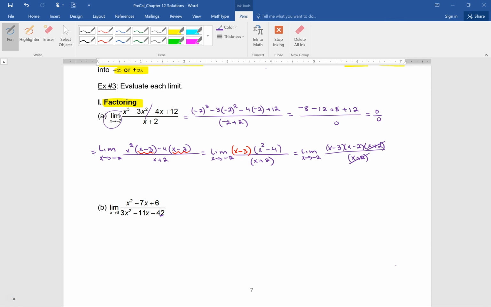All right. So the final answer is this. Now we can plug negative 2 into here. So plug negative 2 into there, and we get negative 2 minus 3, negative 2 minus 2. This is what? Negative 5 times negative 4, 20. So that's the answer.